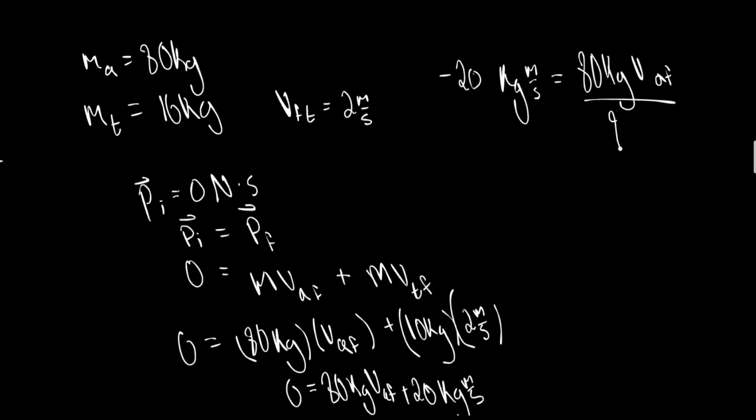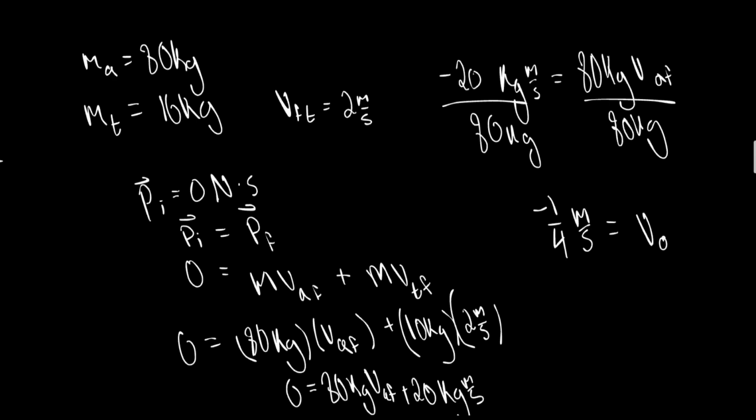And we can divide both sides by 80 kilograms, leaving us with negative 1 over 4 meters per second, which is equal to the astronaut's final velocity. And the negative sign is important in this specific situation because we have to understand that the prompt specifically told us that the astronaut recoils in the opposite direction. So this negative sign is necessary for the specific scenario.